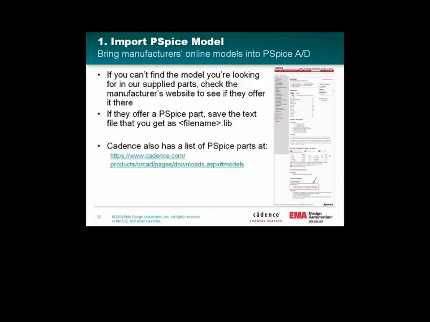What you want to do with that model is save it to your system as a .lib file. Whatever it comes as on the website, it might be TXT, it might be MOD, it might be CIR, just save it off to .lib. That's what PSpice wants. By the way, there's a list of PSpice parts at this link location right here. And again, you're going to be getting these slides at some point, I believe, so you can reference these slides if you want that link again later.